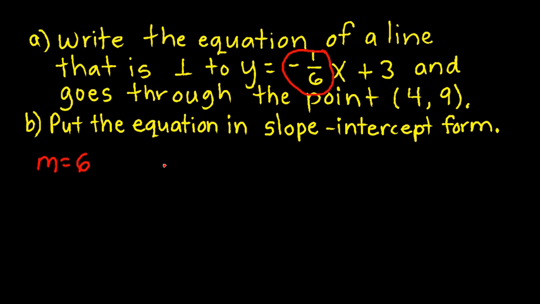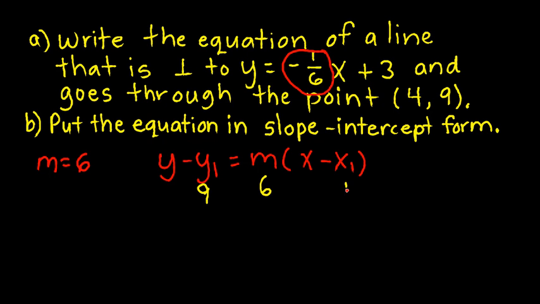And I can just use point-slope form: y minus y1 equals m times x minus x1. And if you don't know how to do that, you can go back and look at that video. So we're going to replace our slope with 6, and we're going to replace our y1 value with our 9, and we're going to replace our x1 value with 4. So we just fill in the rest of this. Y minus 9 equals 6 times x minus 4.